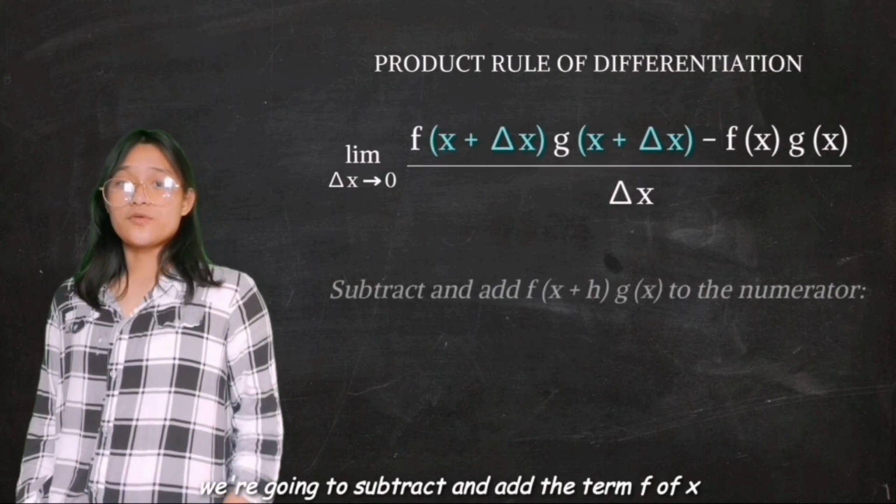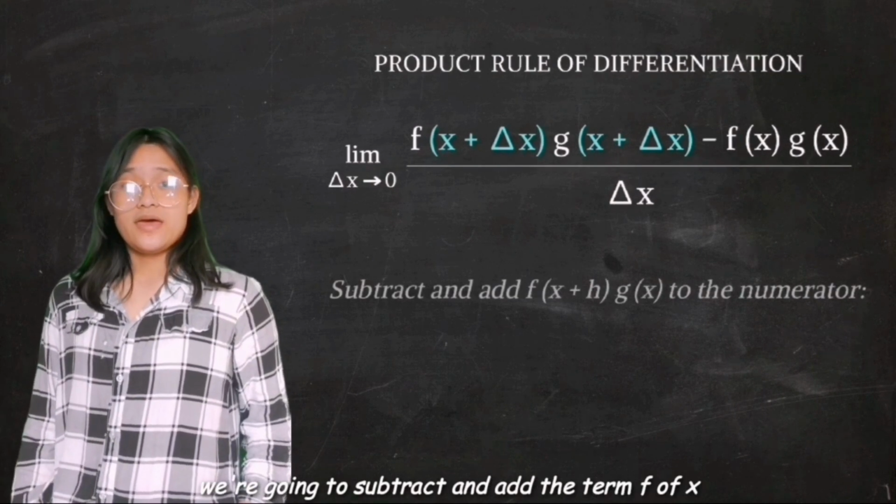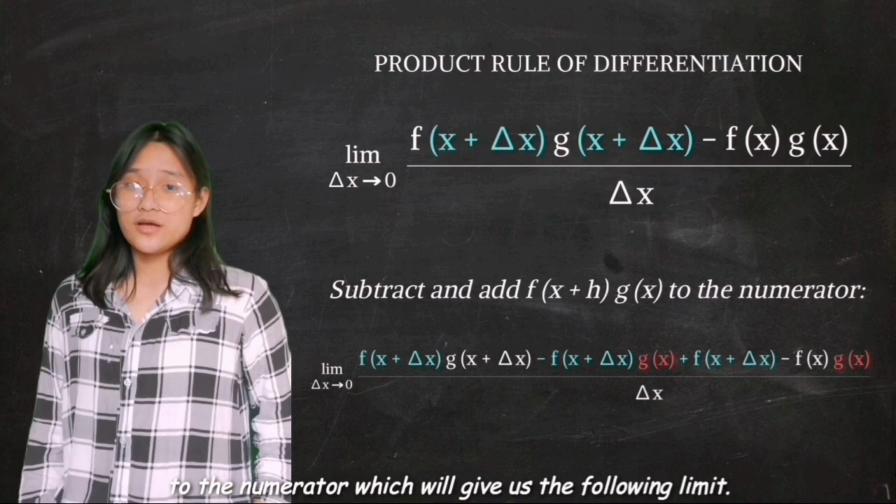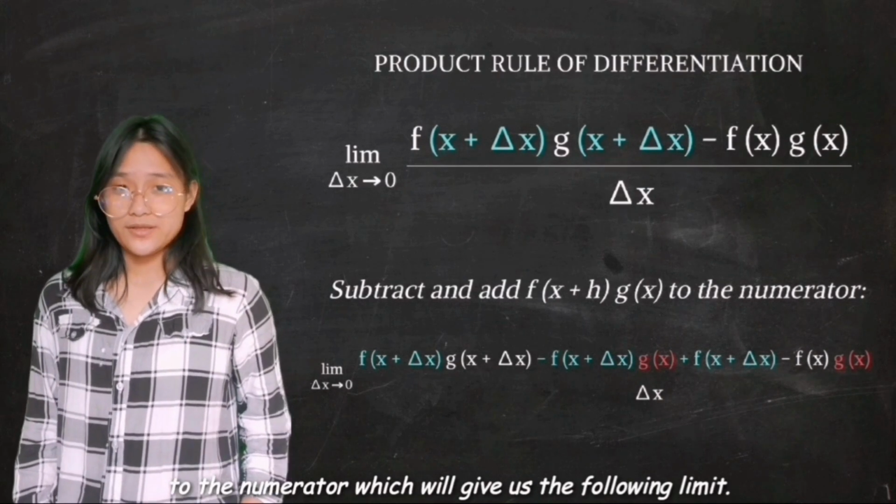For the next step, we're going to subtract and add the term f of x plus delta x times g of x to the numerator, which will give us the following limit.